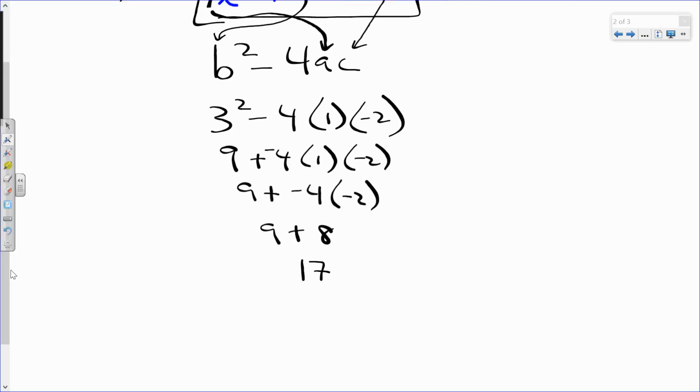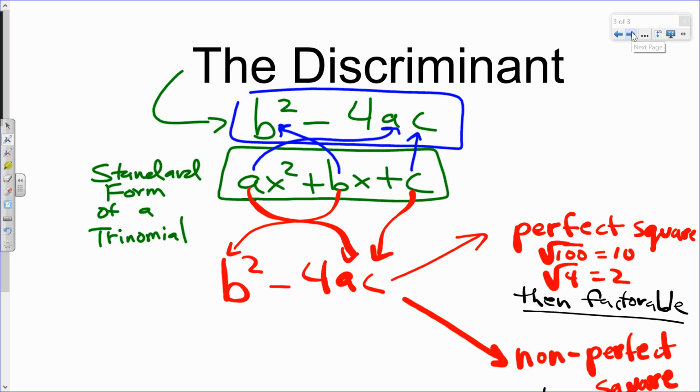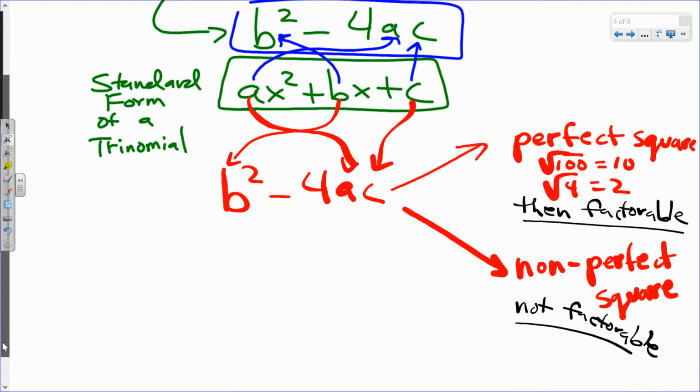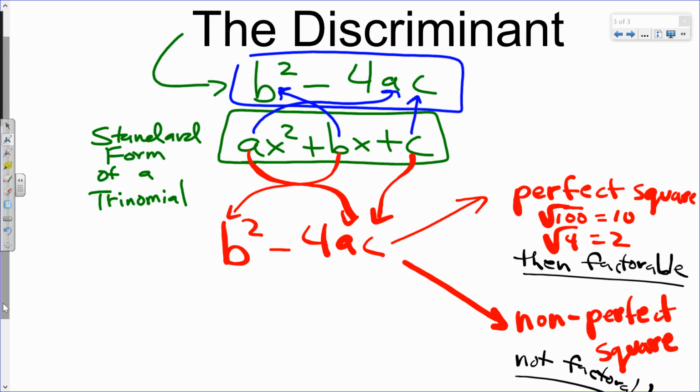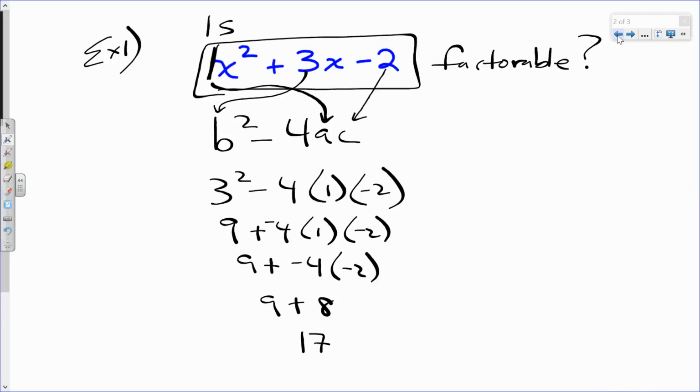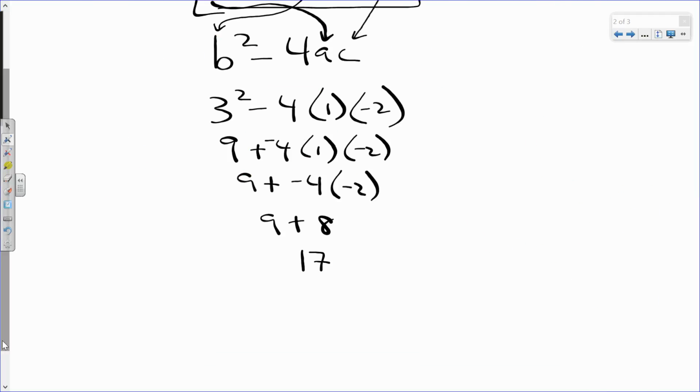No, it's not. So notice the two roads. If b squared minus 4ac becomes a perfect square, then it's factorable. If it becomes a non-perfect square, it's not factorable. So this went down the road of non-factorable. If you take the square root of 17, that's not a perfect square. So I'm going to write non-factorable. This is why it was a waste of time to even try it when I offered the 10 stamps earlier.